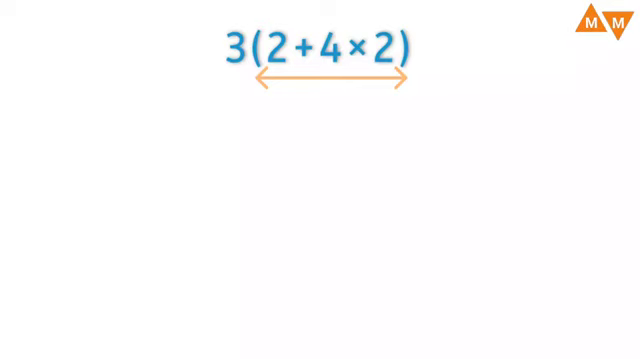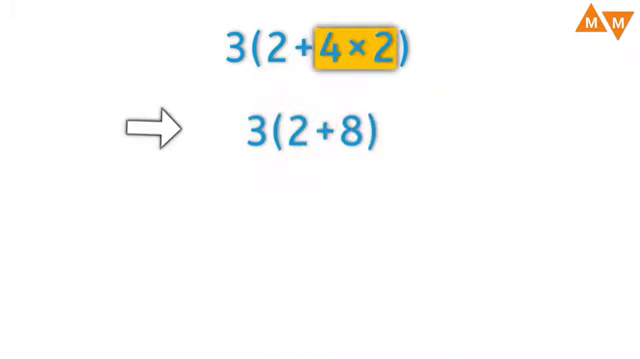So we're focused here and we look inside the parentheses. Inside the parentheses, we have a plus sign and a multiplication sign. Since multiplication has a higher priority, 4 times 2 will be our first move, which equals 8. So again, we're still working inside the parentheses. So we have 2 plus 8, which equals 10.